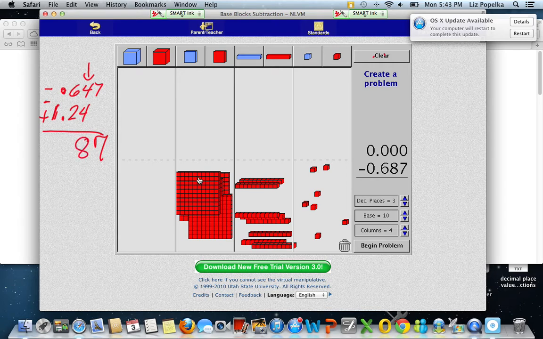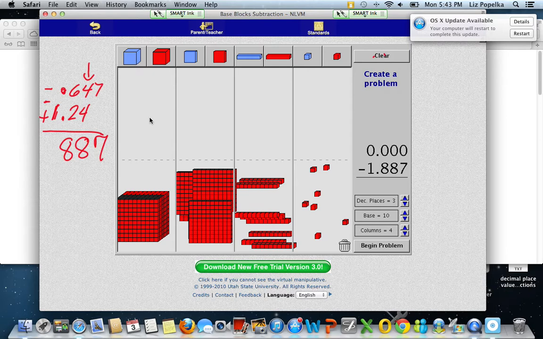I started off with 6 tenths. Now this is telling me to add 2 more. So I'm going to add 2 more. 6 plus 2 means I now have 8 tenths. And last but not least, I started out with no units. This is telling me to add 1. So I'm going to add a negative. So now I've got a negative 1.